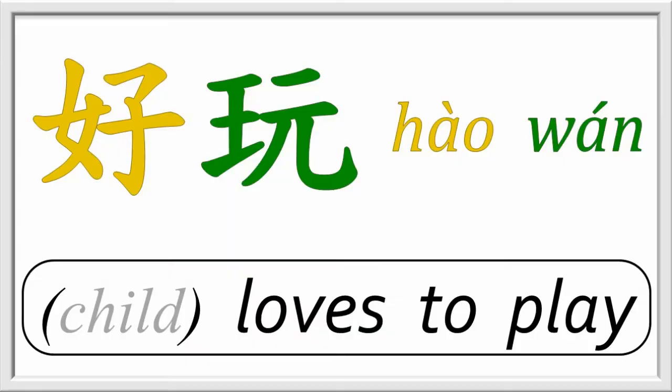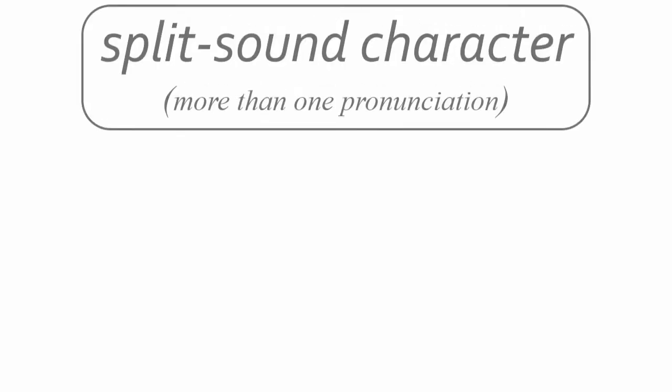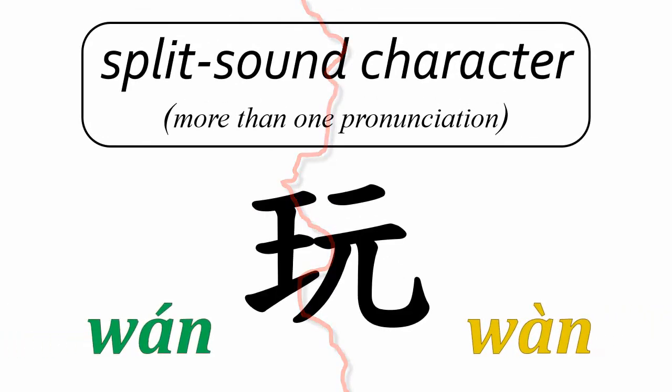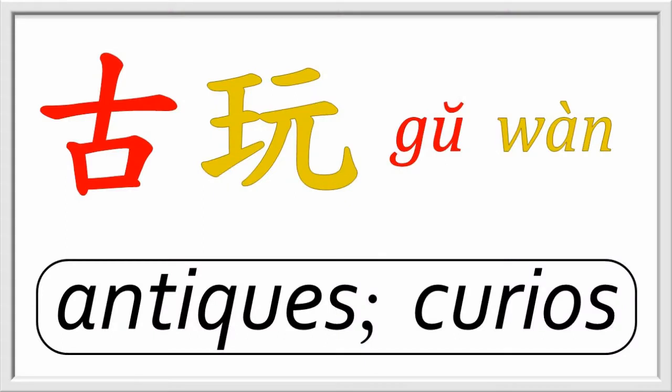But when 好 changes to fourth tone, 好玩, it has become a verb, meaning to love to have fun or to play around, especially children. 玩 is a split sound character, as it's also pronounced fourth tone. An example is the expression for antique or curio, 古玩, literally, old things to amuse oneself. In Lesson 19, we learned the character for to open, 开, in which the double hand component appears.